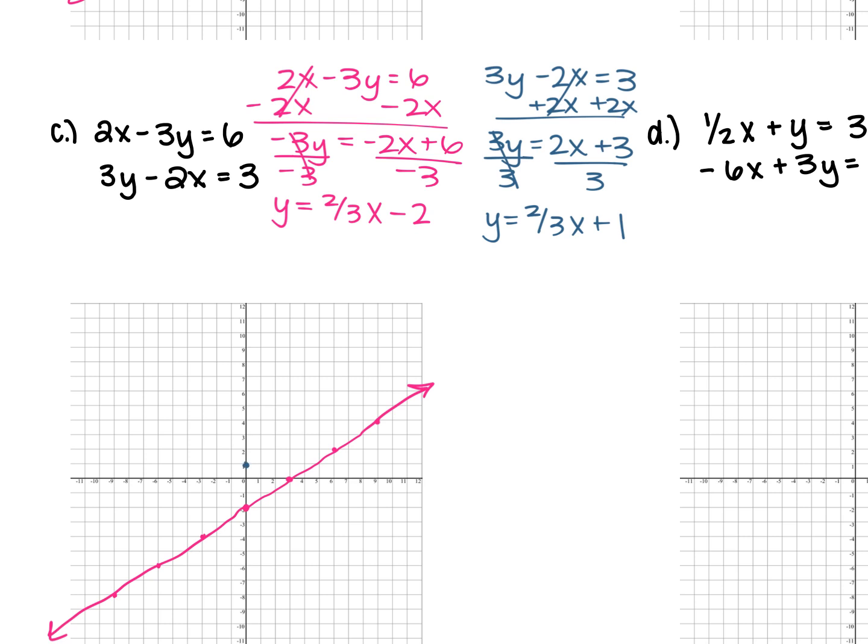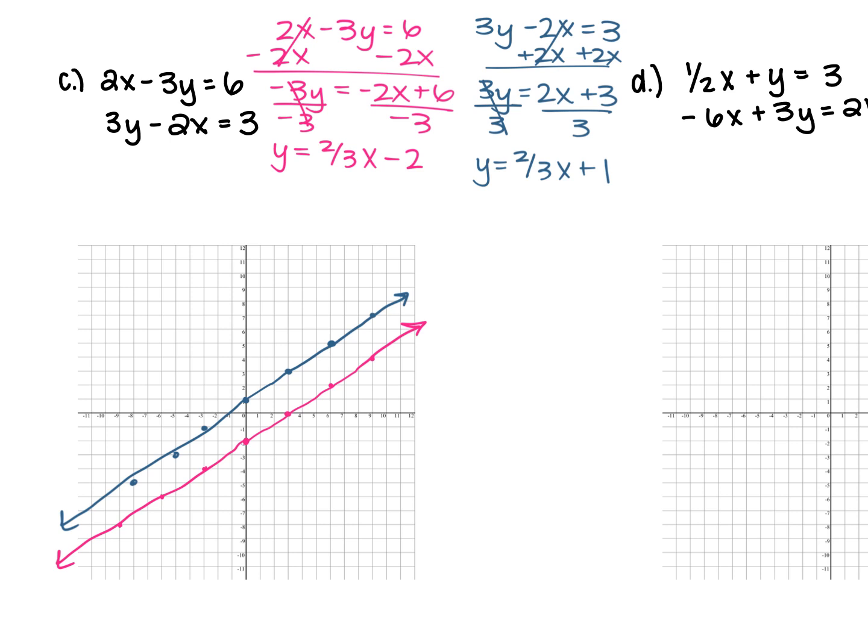So this one, we're going to start at 1 on our y-axis, then go up 2 to the right 3, up 2 to the right 3. Keep going if you need to. You can also go down 2 and to the left 3. And then draw our line. You'll see that these two lines will never intersect one another. They have the same slope, but different y-intercepts in their equation. So this one gives us no solution.